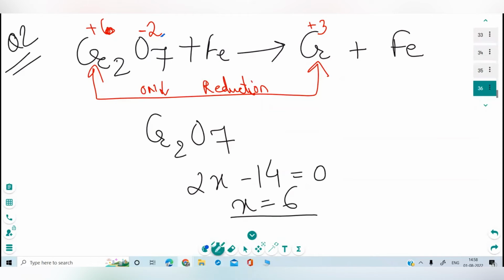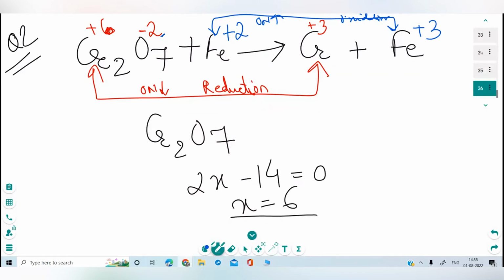Okay? So now you will say, okay, plus 2 and this will be plus 3. So what is happening in this case? The oxidation number is increasing. That means it is the oxidation.